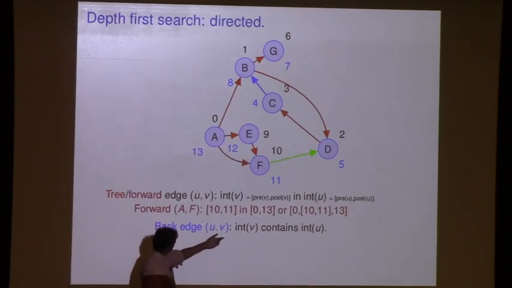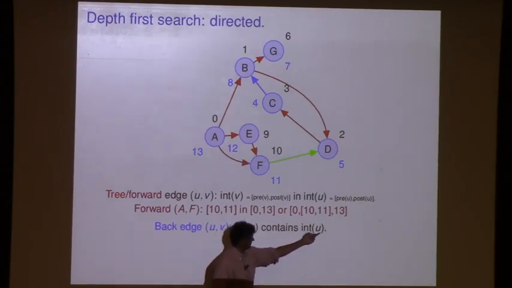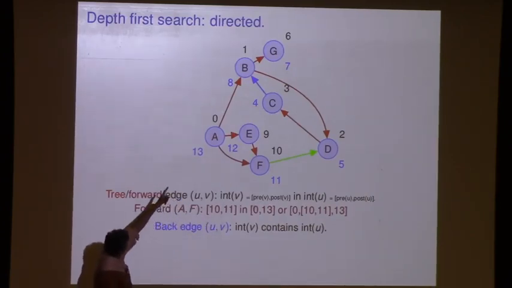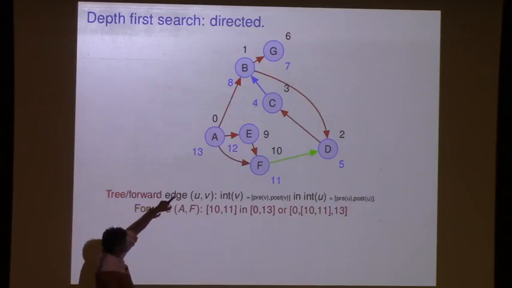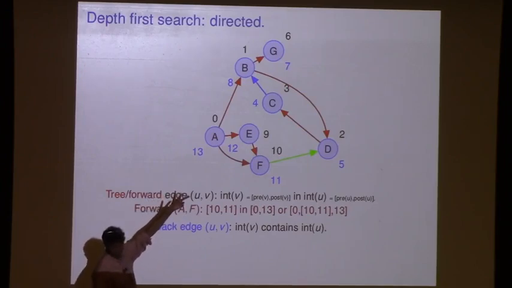Okay, let's see. Now what I'm claiming here is that the interval of V contains the interval of U, meaning that V is on the stack when U is explored. So since we're saying that C to B is a back edge, we should say B is on the stack when C is explored. Okay? Does that make sense? And we saw that happening, right? We saw B was on the stack, it explored D, then it explored C, then I colored this blue.